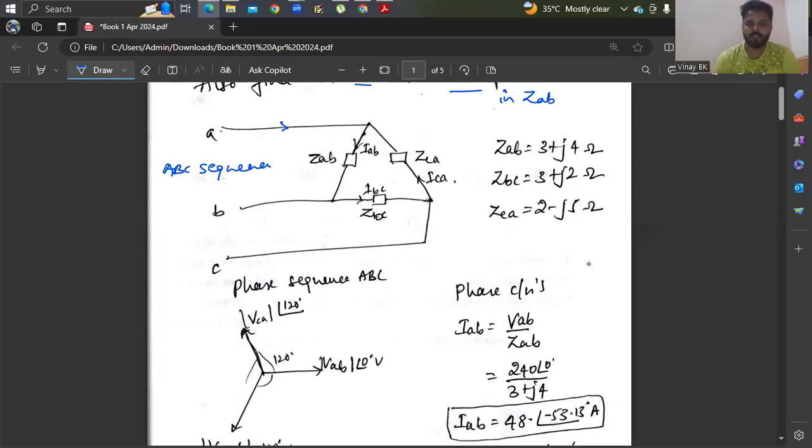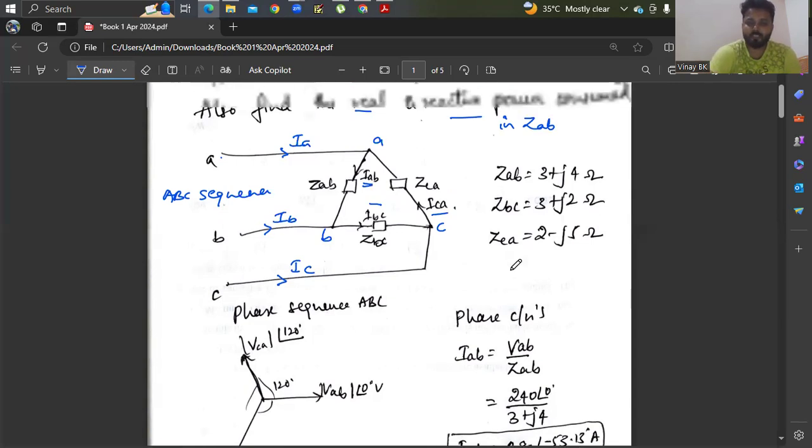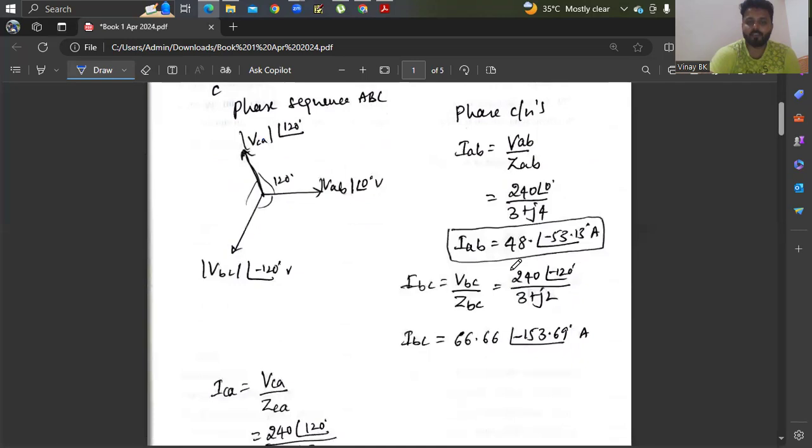Current flowing through the A phase is IA, similarly through B it is IB, and through C it is IC. The phase currents flow clockwise from A to B, that is IAB, then IBC, then ICA: A to B, B to C, C to A. They have not mentioned any reference here, so you can take any reference. Anyhow, the sequence is A, B, C, as you can observe here.